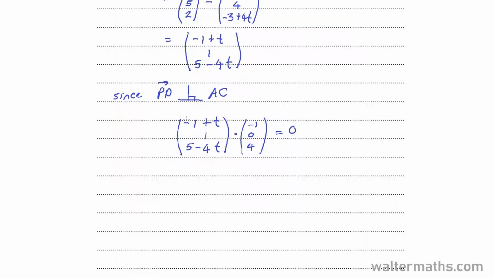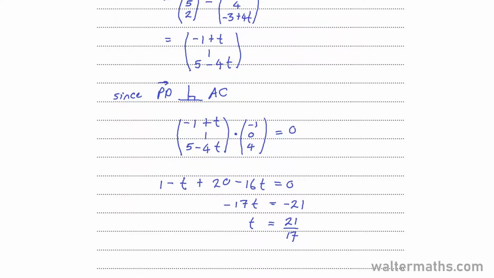So for the dot product, we multiply minus 1 plus t by minus 1, and that's going to give us 1 minus t. And then 1 times 0 gives us 0. Then 4 times 5 minus 4t will give us plus 20 minus 16t, and that's all equal to 0. Now, minus t minus 16t is minus 17t, and 1 plus 20 is 21, and if we cross it over to the other side, we get minus 21, so t comes out as 21 over 17.